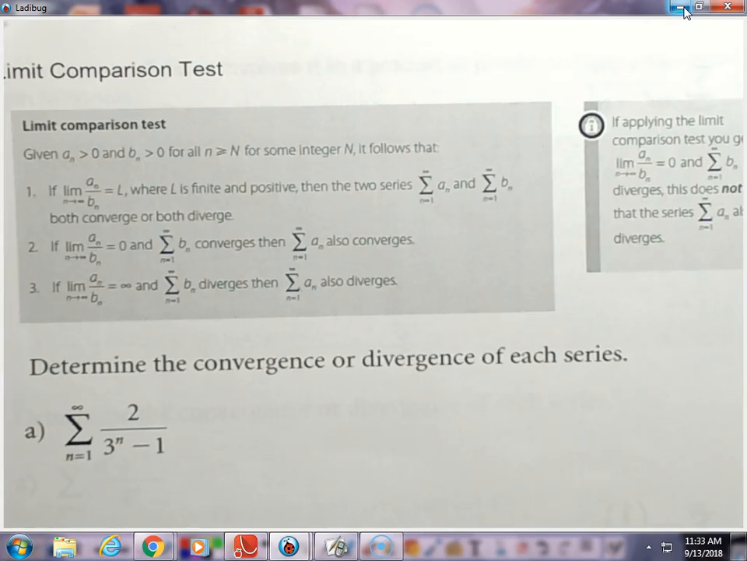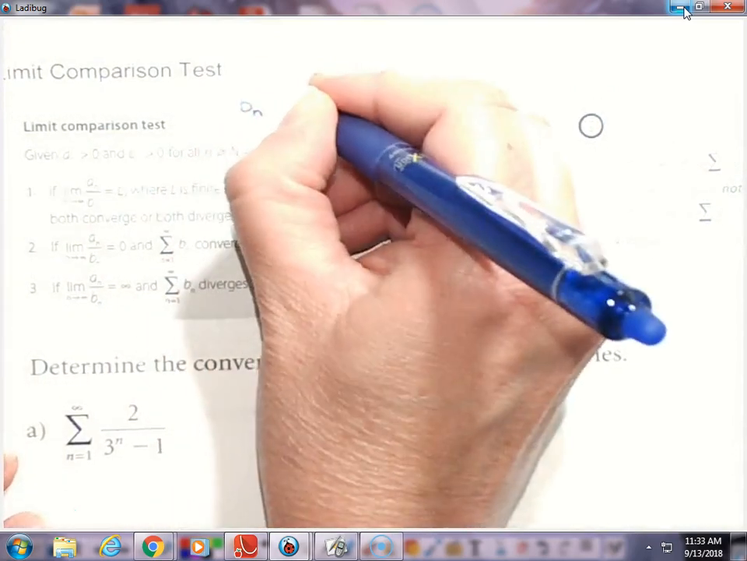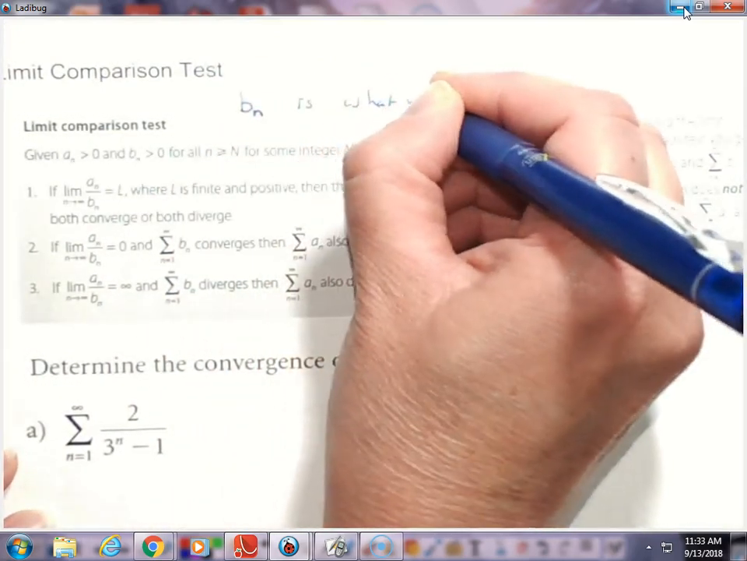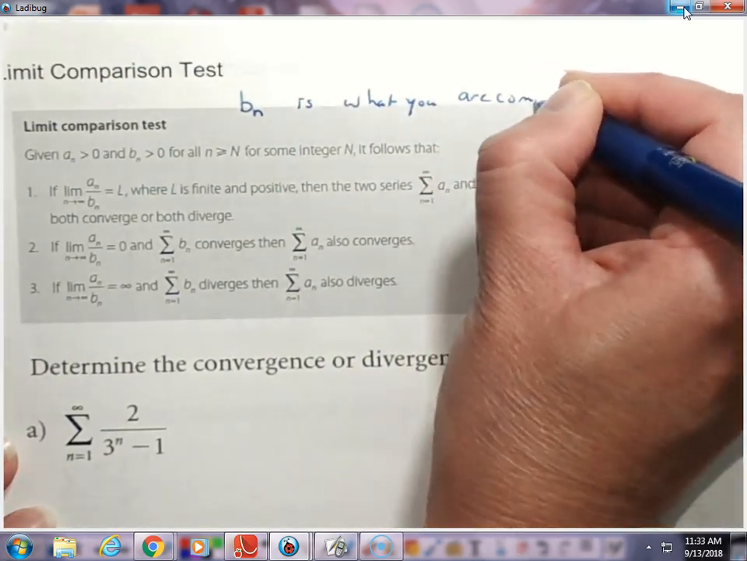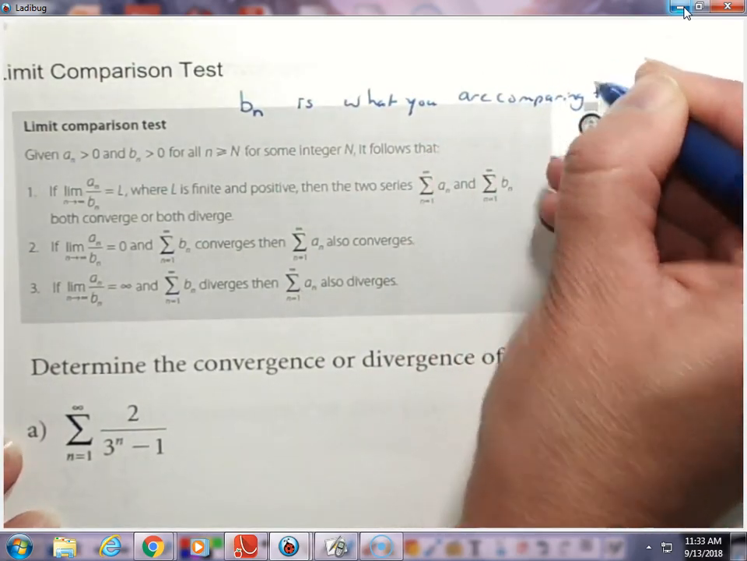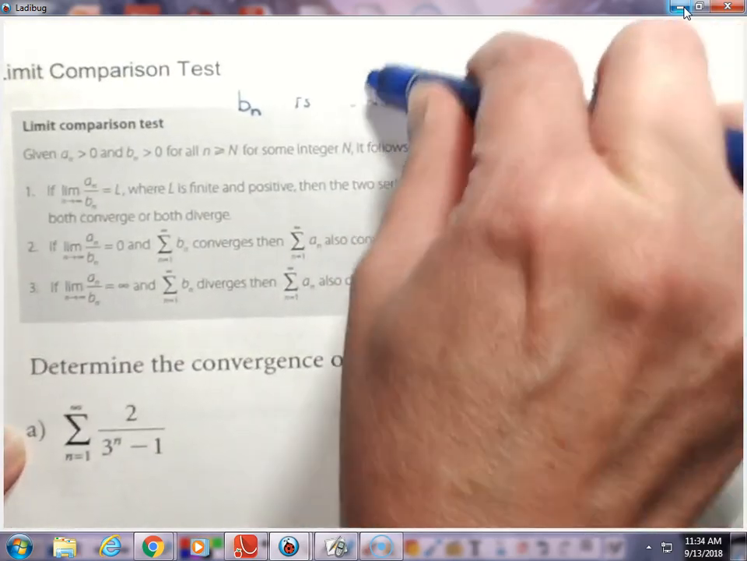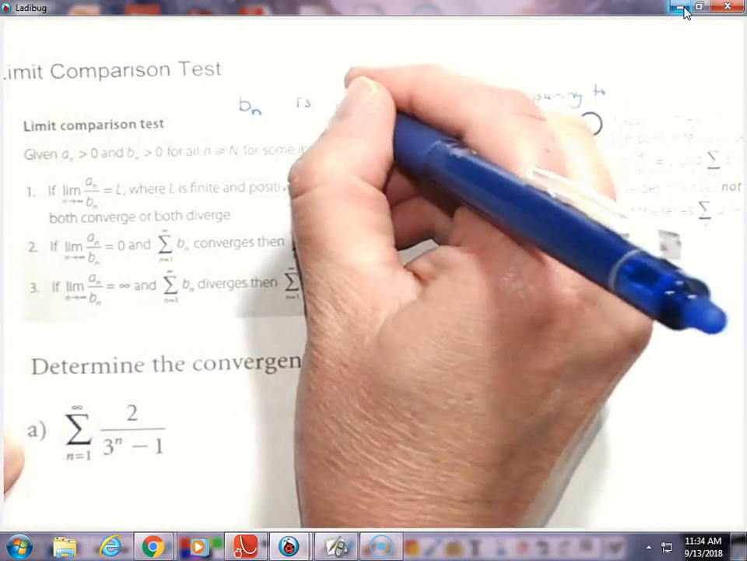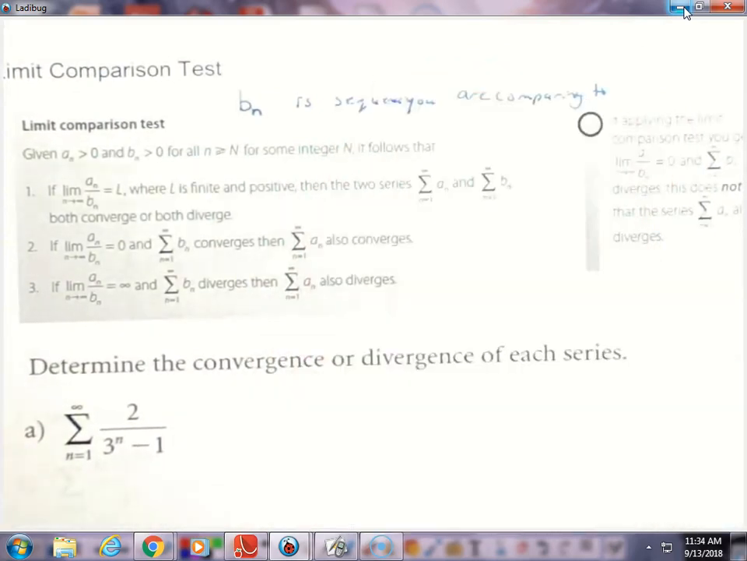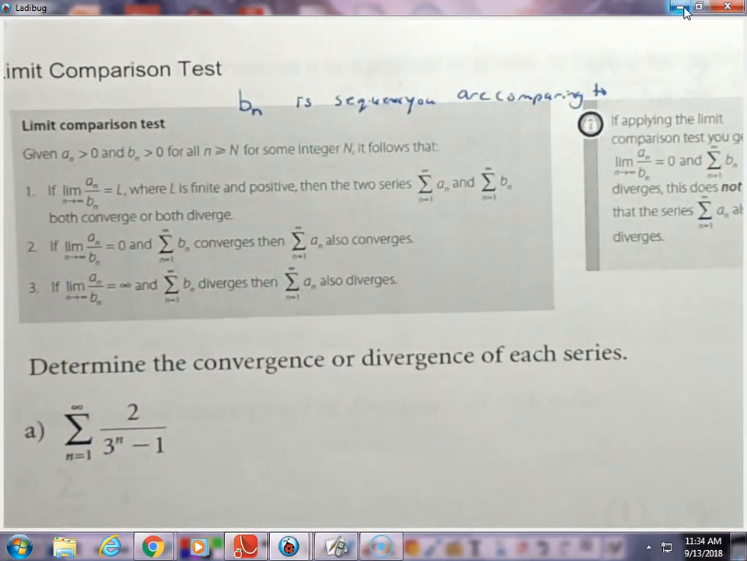So what you're going to do is figure out something to compare to. The one you're comparing to is going to be b sub n. So I'm going to write that. b sub n is what you are comparing to. Actually, I should say it's the sequence, because it doesn't have a series by it. You are comparing two series, but when you put it into the limit formula, you're putting a sequence in it. You don't put a series into a limit formula. So you are finding a series to compare to, but you use the sequence of the series that you're comparing to.